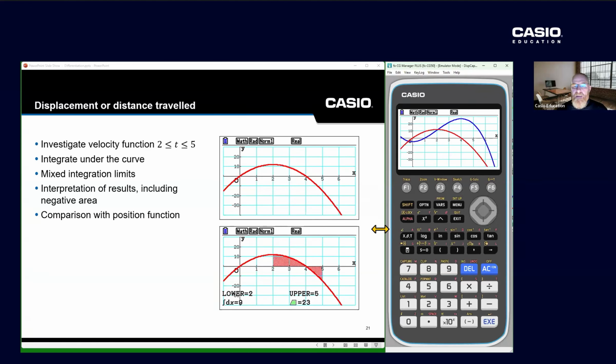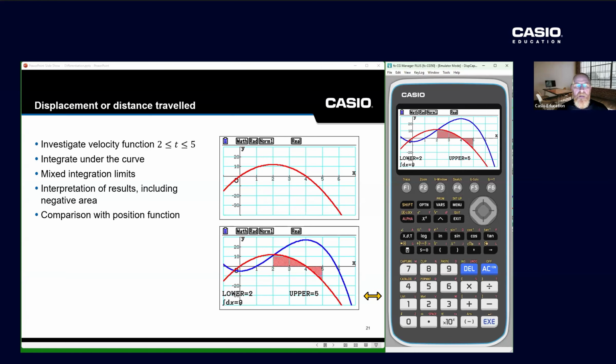What I'm going to do here is just integrate between limits now, though. If I was to use mixed integration, what would happen is I'd get the area between curves. So if I just integrate between limits, you can see I only get that integral value now as opposed to the area value of 23.